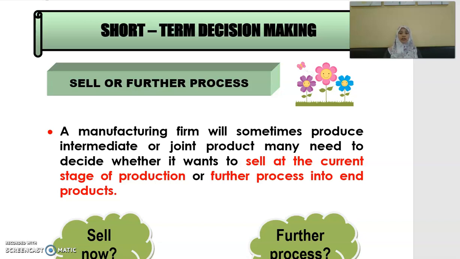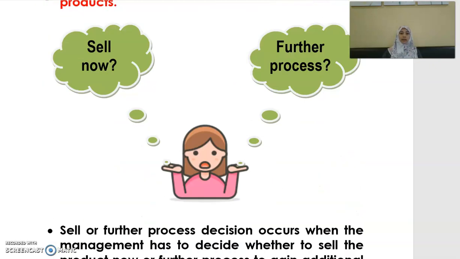We continue with short-term decision making, but now with sell or further process. A manufacturing firm may sometimes produce an intermediate or joint product, and need to decide whether it wants to sell at the current stage of production or further process the product into an end product. For example, you want to decide whether to sell it now or further process it so that you can gain additional revenue.